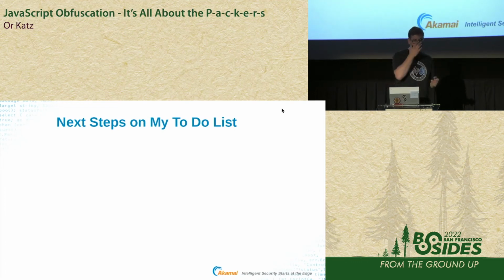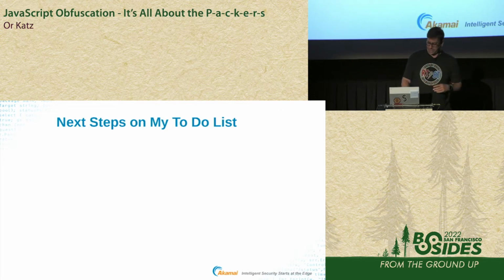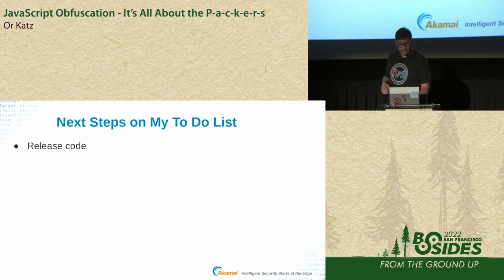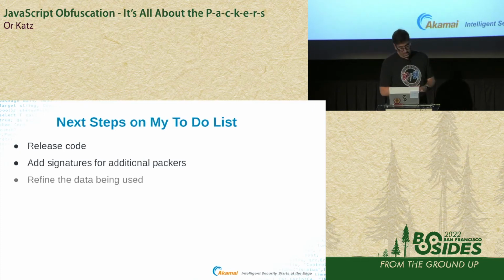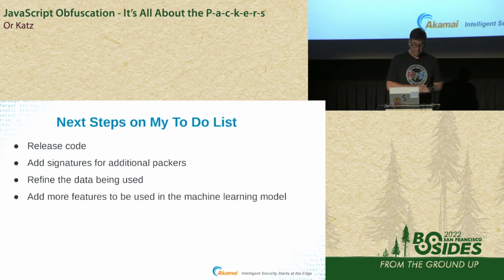There are some steps in the research that I would like to do in the coming months, and here are some of the things on my to-do list. I want to release that code, right? I need to allocate some of my time to do the work. I want to add additional signatures for additional packers. I want to refine some of the data sets that I was using, trying to use a better data set and, as a result, have better results and better functionality.